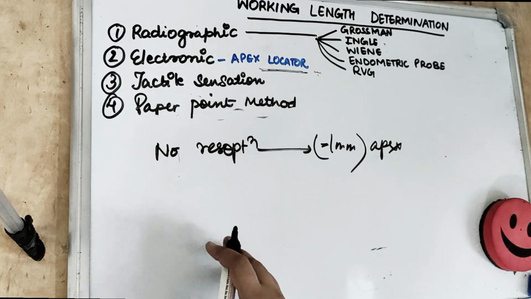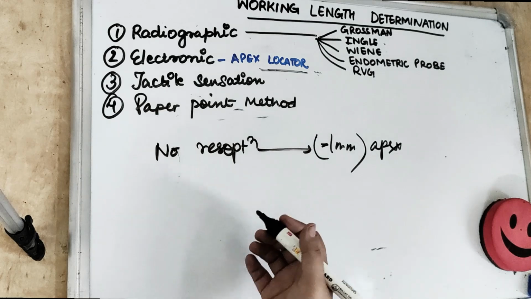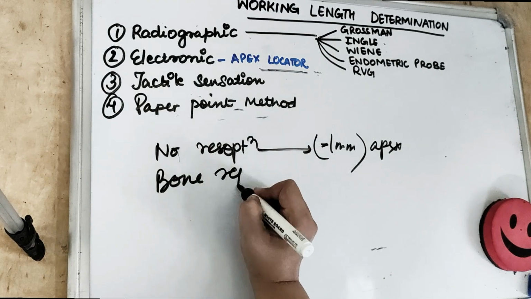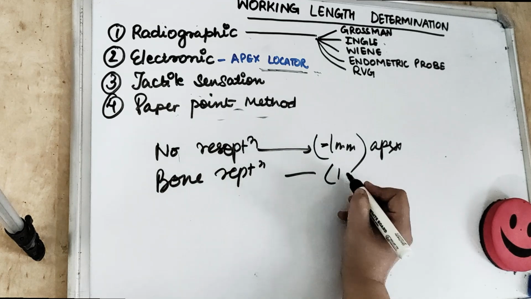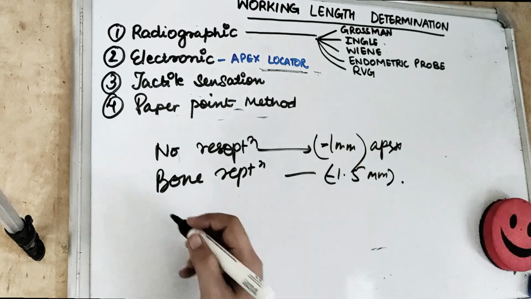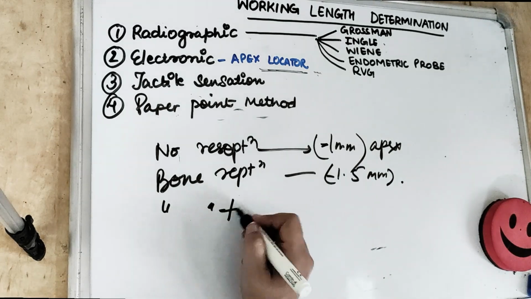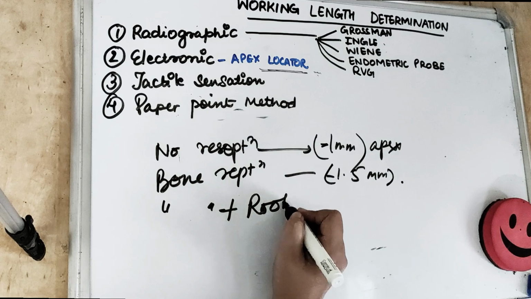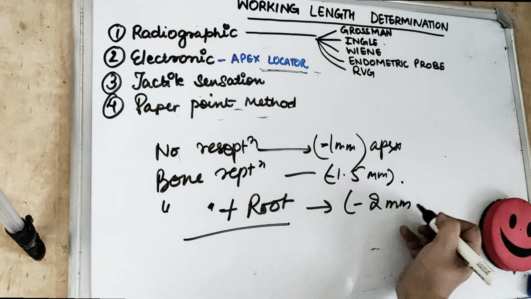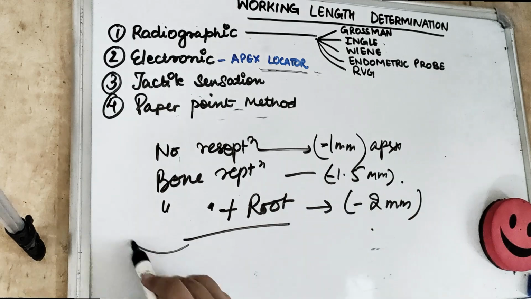And if bone resorption is present, then we are going to reduce 1.5 millimeters from the apex. And in case bone resorption as well as root resorption is present, in that case we reduce 2 millimeters from the apex. So this is according to Weine.